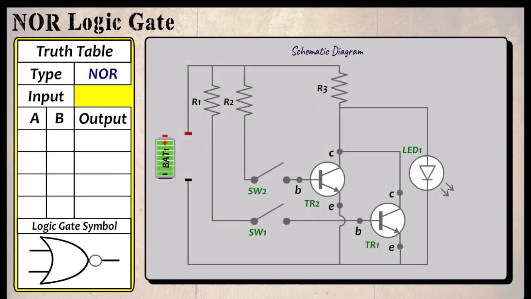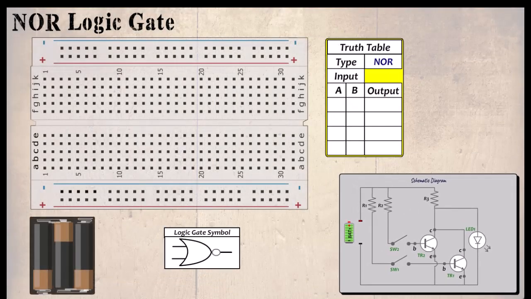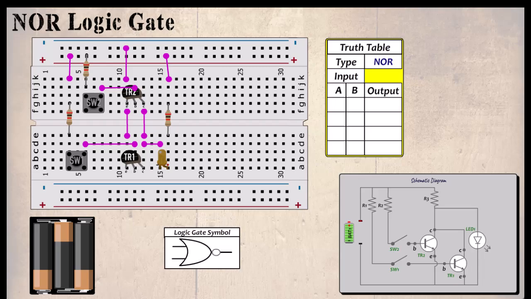Now to turn our theory into a practical circuit. Here is our original OR gate from the last session. All we need to do now is to include the NOT circuit by first removing the resistor R3 and the LED. We can see that R3 is connected to the positive rail and the collector of both TR1 and TR2.